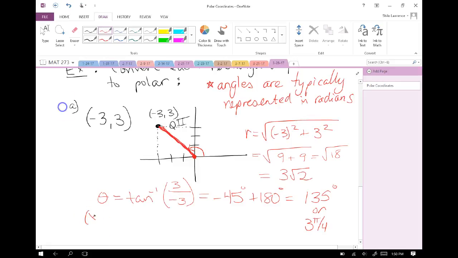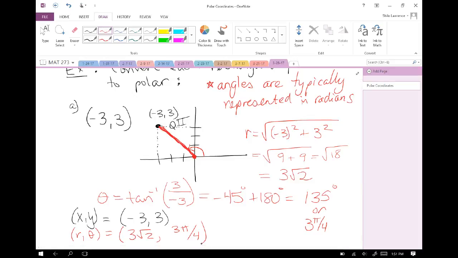So as an XY point, as a rectangular point, we could label that spot as negative 3, 3. As a polar point, we can get to that exact same spot. The spot's not different. We just get there a different way. We get there by going 3 radical 2 units out on the 3 pi over 4 line. It's still taking us to the exact same spot. We're just getting there a different way.